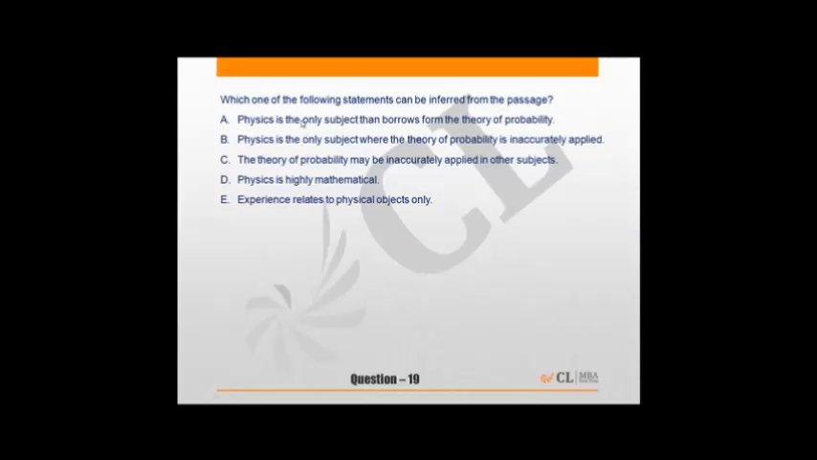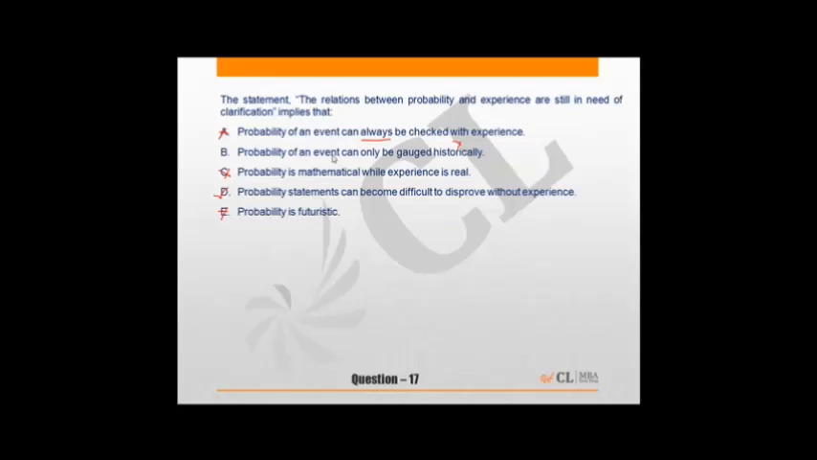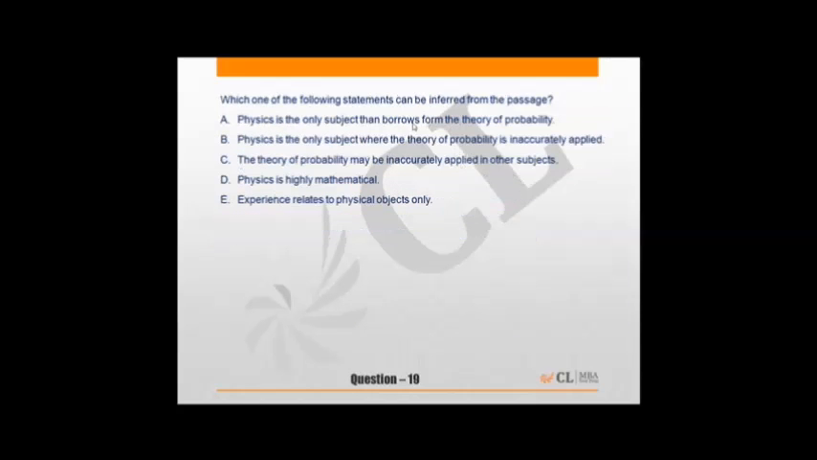Question 19 says, which one of the following statements can be inferred from the passage? Option A says, physics is the only subject that borrows from the theory of probability. This is incorrect. Why? Because the passage states that probability plays a decisive part in modern physics, not that physics is the only subject that borrows from probability. This renders option A incorrect. B says, physics is the only subject where the theory of probability is inaccurately applied.